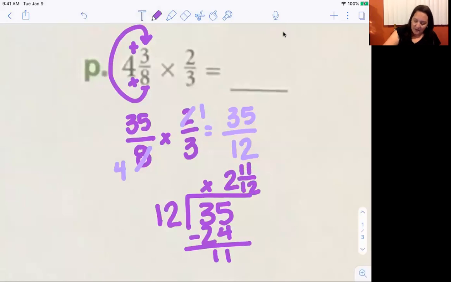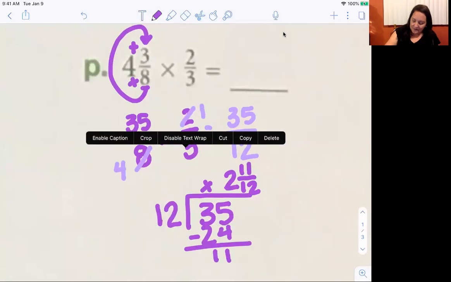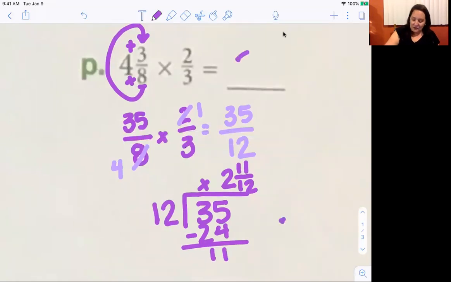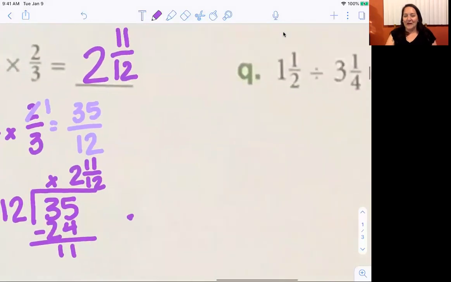So we're going to add that up here. 2. Come on, iPad. Sometimes it's picky. Okay. 2 and 11/12. Let's keep going. Letter Q.